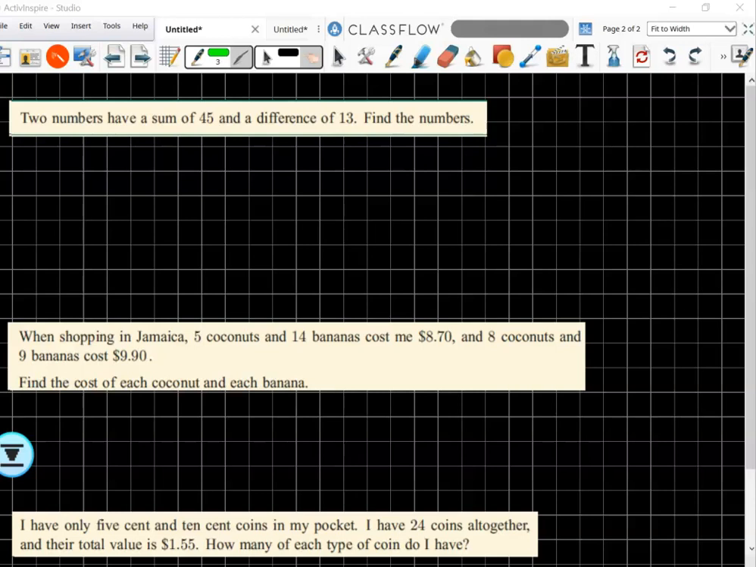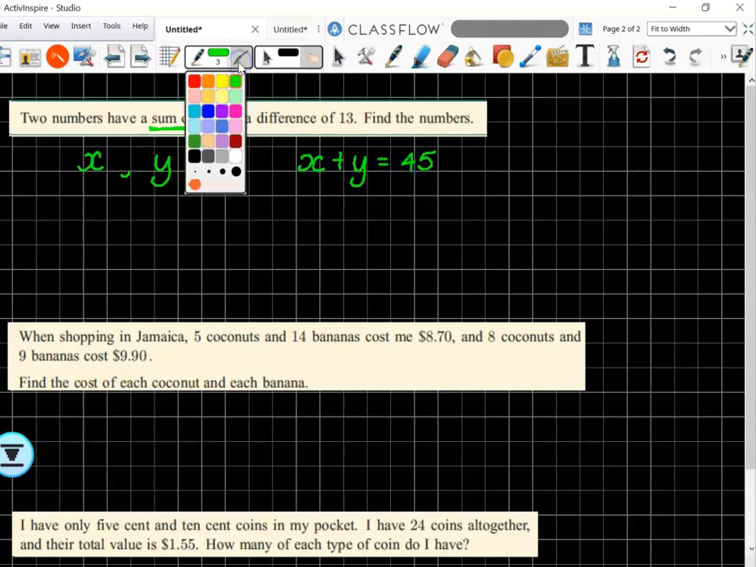So two numbers have a sum of 45 and a difference of 13. We start off. Do we know what the two numbers are? No, so guess what? What are we going to call them? X and Y, I know. Good old X, good old Y. So we let the two numbers be X and Y, and then we have to write this. They have a sum of 45. Yep, X plus Y equals 45.